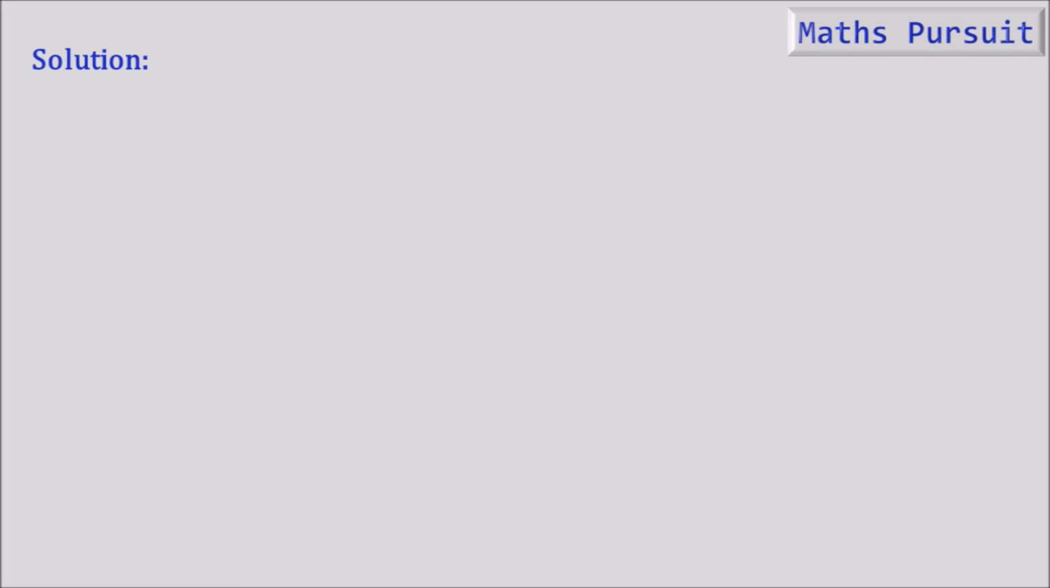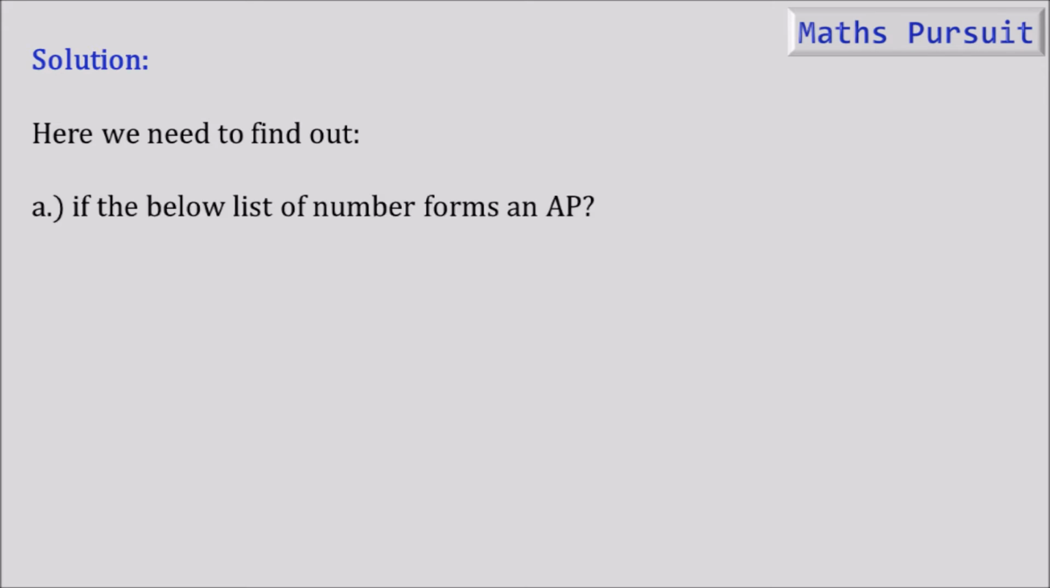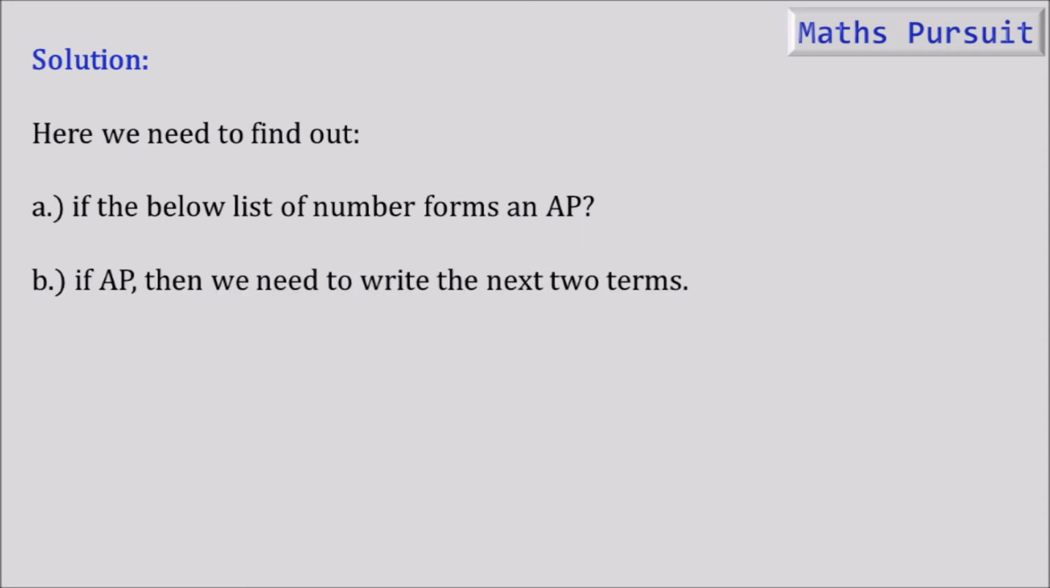Now let us put down the question here. Number A: we need to find out if the below list of numbers forms an AP, that is, arithmetic progression. Number B: if it forms an arithmetic progression, then we need to write the next two terms. We are writing down the question so that it will be helpful to understand and we will not miss any points. Now the given number sequence is 1, -1, -3, -5 and so on.